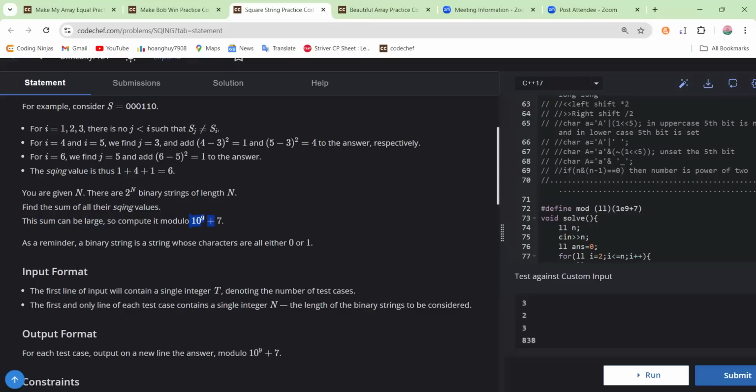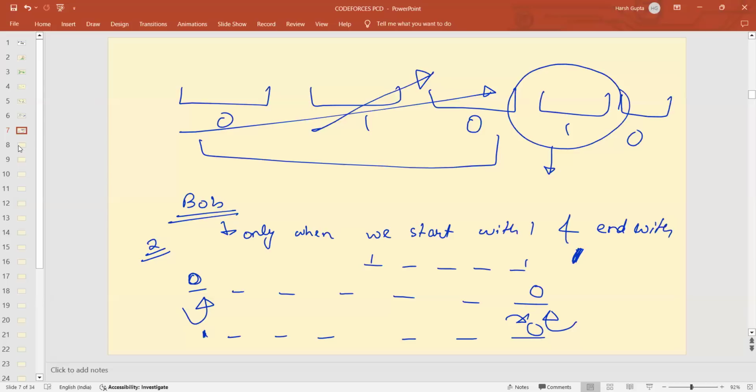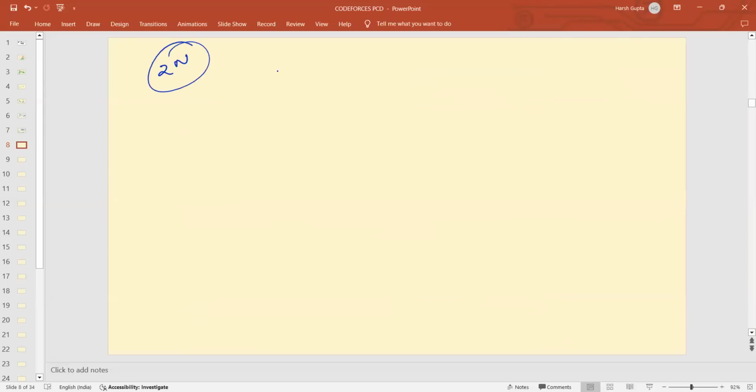A simple input, you are taking n as input. You know that there will be 2 power n possible binary strings because at every character you have two options. Either you select 0 or 1. So this leads you to 2 power n binary strings. So you need to tell that for all these binary strings, what is the summation of squing values? So that's the question. I hope the question is simple and understandable.